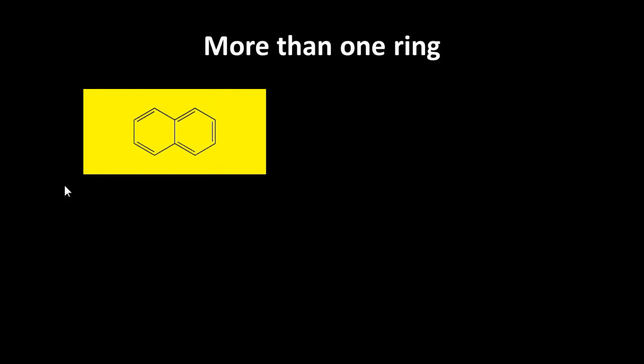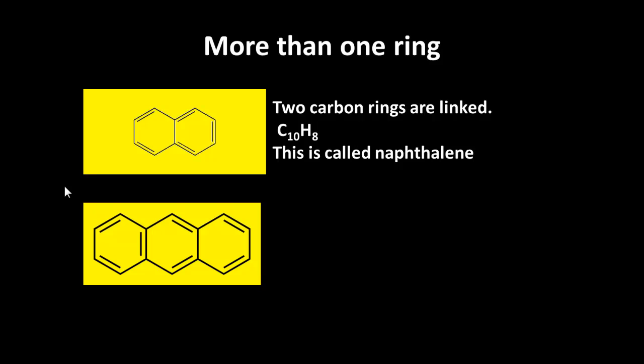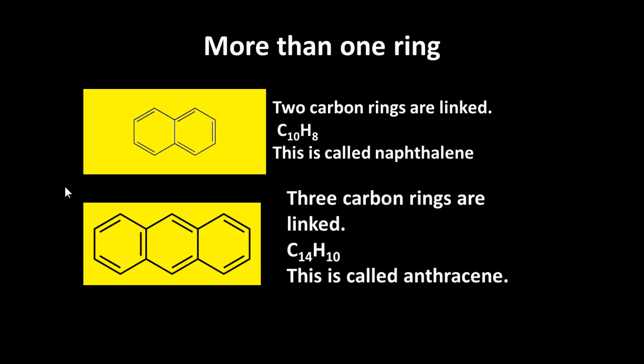Can you have more than one ring? Yes, it's possible to join 2 rings together, as we've shown here, and this would have a formula of C10H8, and the common name for it is naphthalene. We can actually join 3 rings together as well. Here's an example, and that would be C14H10, and that would be called anthracene.